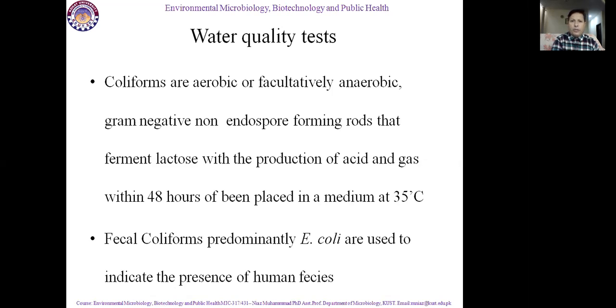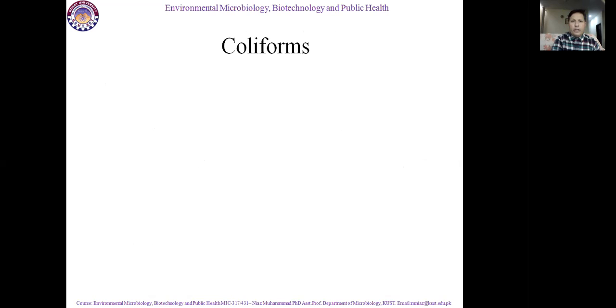So this is very important. If we take a water sample and add it into a medium which contains lactose, if coliform is there, it will produce acid and gas. Also, if we inoculate that water sample on EMB, it will produce a green metallic sheen or black-centered colonies. It means fecal coliform or fecal E. coli is confirmed, and this water is not suitable for consumption and for drinking.